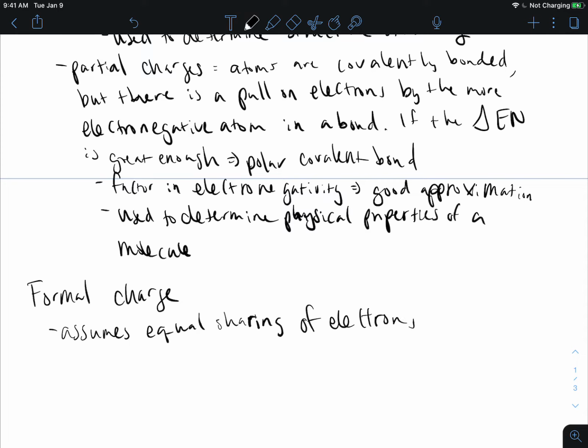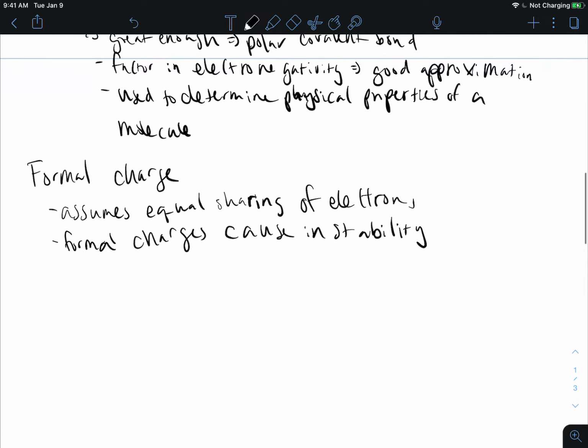And basically, we want to assume that formal charges are kind of bad things to have. So formal charges cause instability. So we want to minimize those whenever possible.